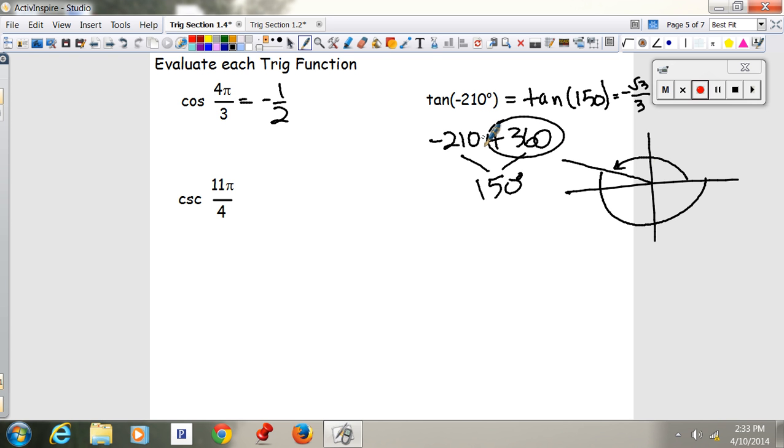Now, if it's in radians, I'm not going to use 360. I'm going to use what? What's a circle in radians? 2 pi. 1 pi is half. 2 pi is the whole circle. So anybody think they can figure this one out?